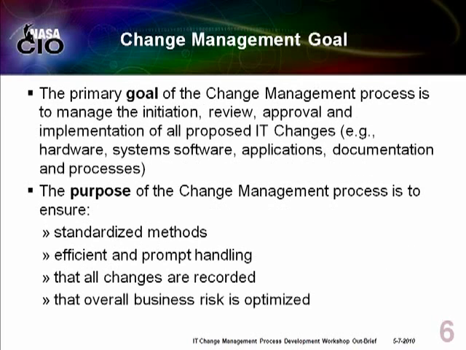The goal of change management is the process to manage the initiation, review, recording, implementation of all proposed changes. And this is looking at, again, all CIs, for example, software, applications, assets, documentation, and process. Any change from an IT standpoint to any of those is the goal of change management to manage. The purpose of change management is to ensure that we have standardized methods, efficient and prompt handling of changes. All changes are recorded, we keep saying that, and the overall business risk is optimized when we do a change. We're going to talk more about what does that mean.